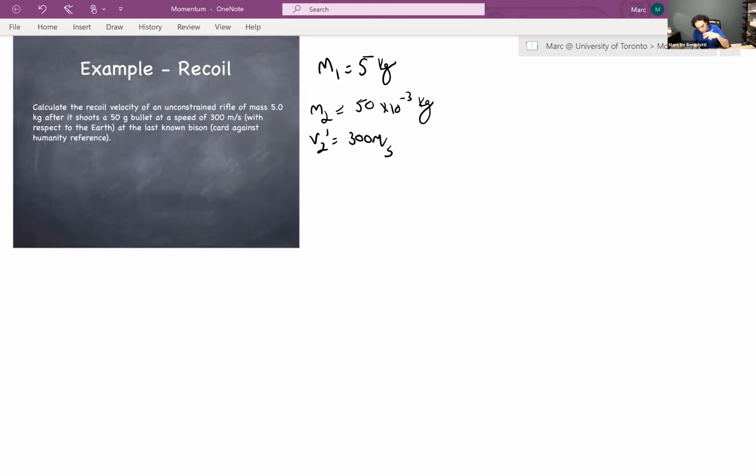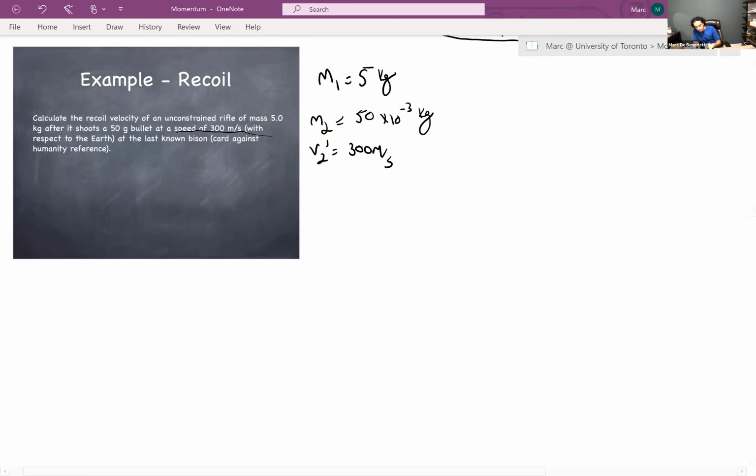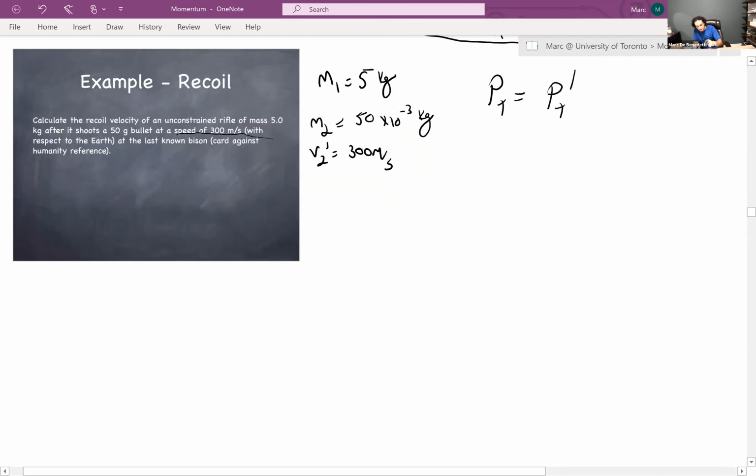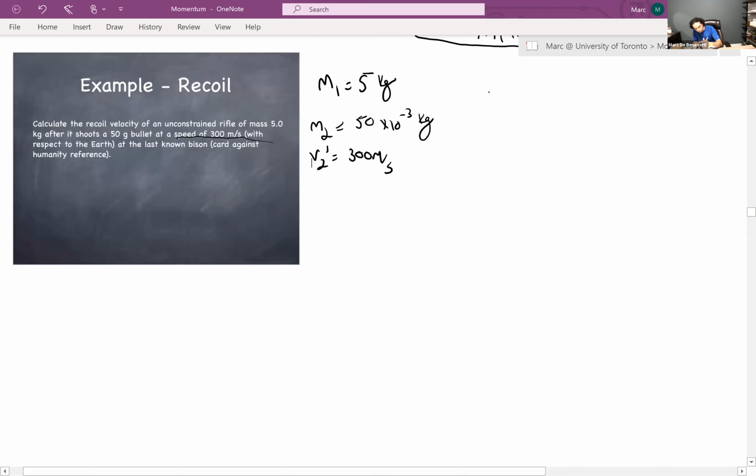Okay, so I've written all the variables that we need here. The only tricky thing is realizing that the speed they give you, 300, is actually prime. It's the v2 prime, the speed of the bullet after the event happened. The event meaning firing the bullet. So we use conservation of momentum again to approach this. Let me start with a diagram. I'm breaking my own rules here.